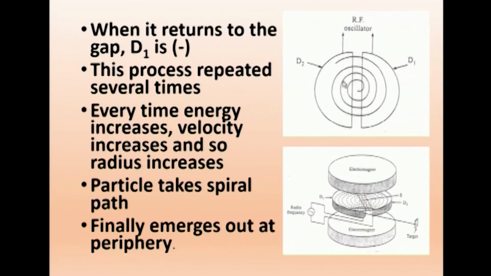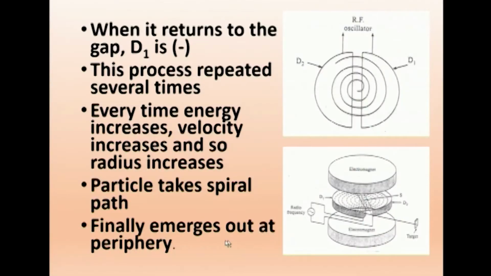So it goes on like this. We are showing maybe 3 or 4 spiral curves, but it will take a large number of curves, and then finally it comes outside. So every time the energy increases, velocity increases, and so the radius increases. That's what I was just now stating. Therefore the particle takes a spiral path. It will not take a path of constant radius, but it will take a spiral path that goes on increasing like a spring. Finally it emerges out at the periphery.